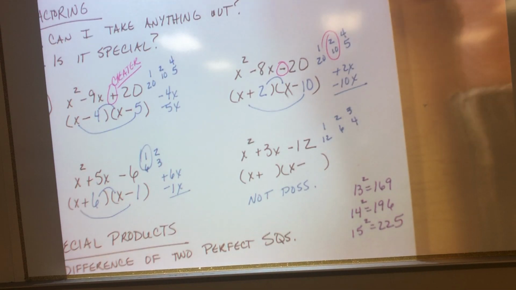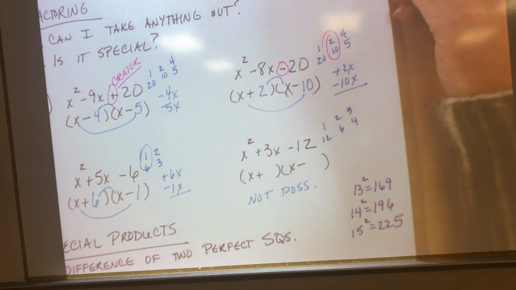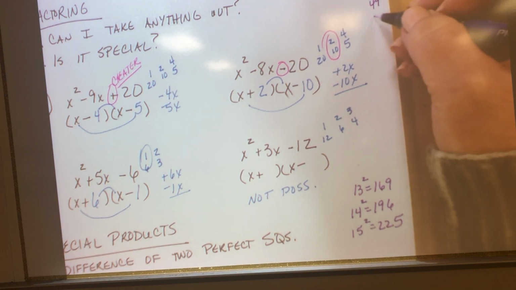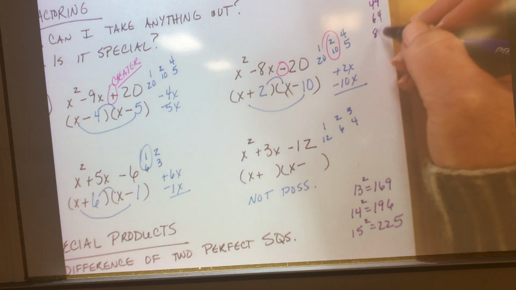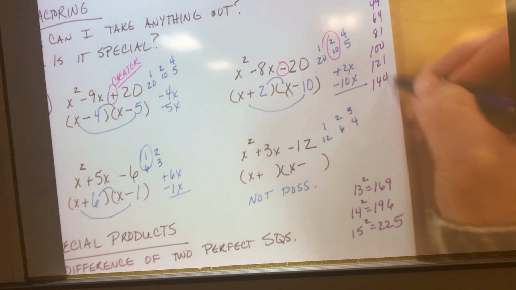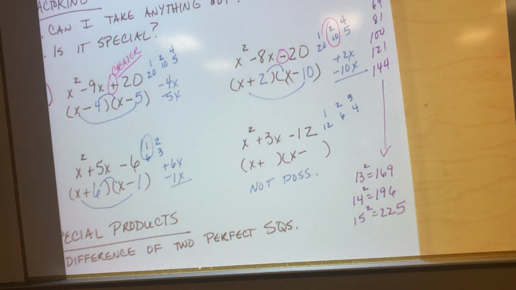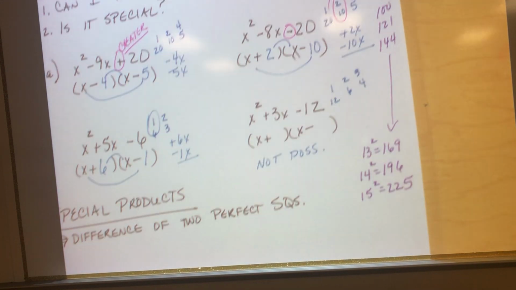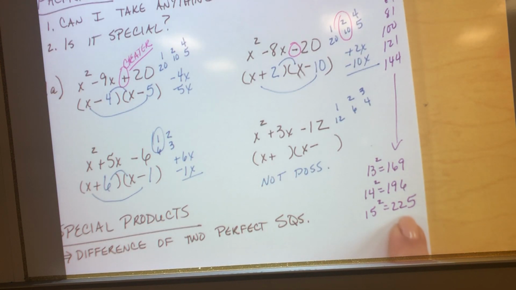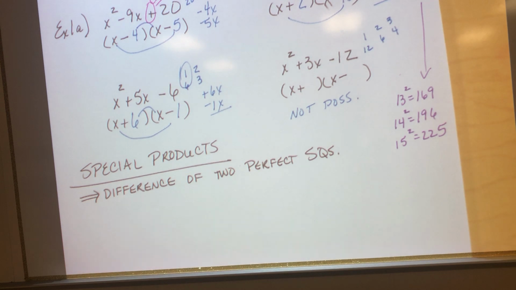like 2 squared is 4, 3 squared is 9, 5 squared is 25, 6, 7, 8, 9, 10, 11, 12, 13, 14, and 15. All right, so I have to be able to recognize these numbers right here, so that's why you have to know them, okay? So what does it look like?